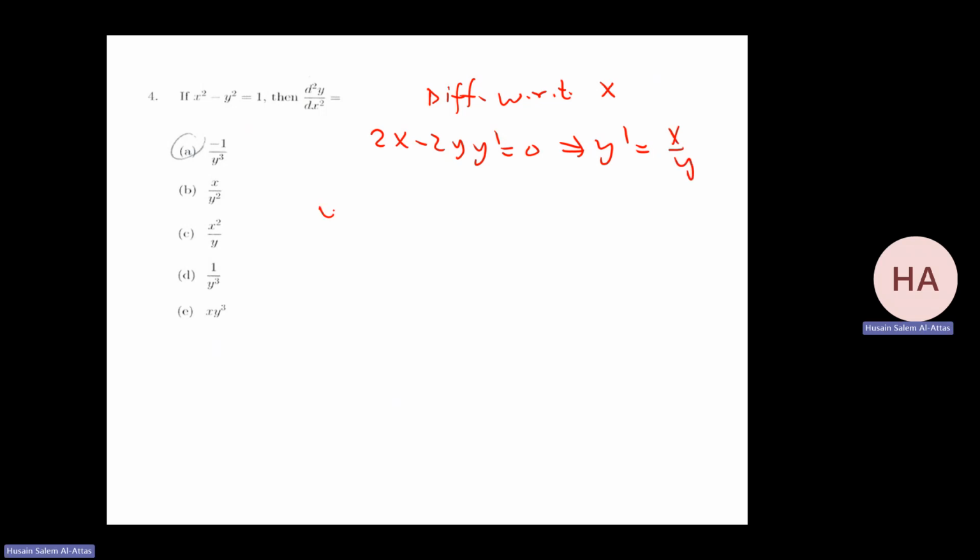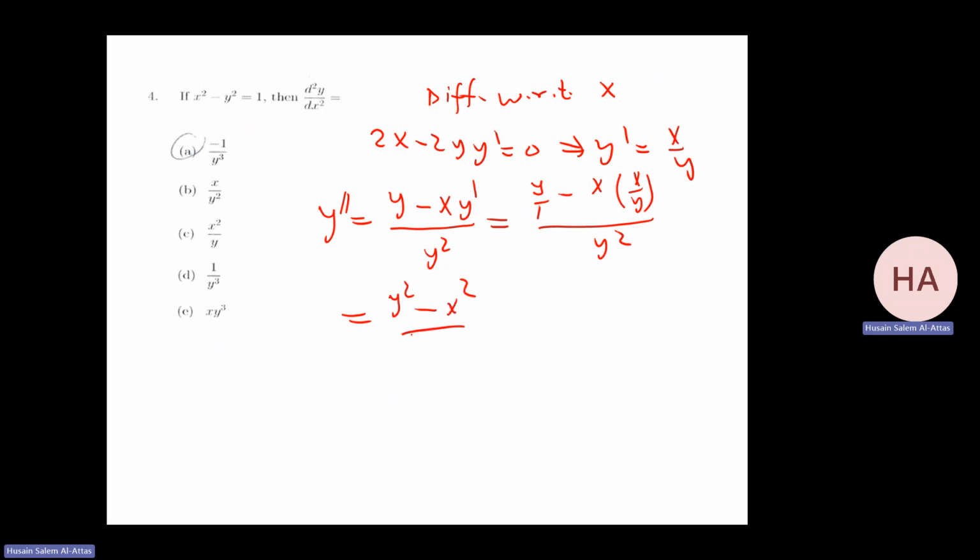Okay, so y double prime. Now I have derivative of the numerator times y minus x y prime over y squared. Now I plug in y prime, which is x over y, all over y squared. So this one gives me y squared minus x squared over y cubed. I have x squared minus y squared equals 1. So y squared minus x squared will be minus 1 over y cubed, and that will be the answer.